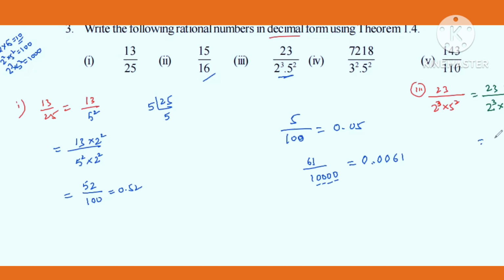Yes, now you see 23 times 5 is 115 by, here we have 2 cube and 5 cube. 2 cube 5 cube means 1000. So 115 by 1000, we get 0.115. Okay, that's a simple thing. So you have to write the given numbers in decimal form by using this concept.